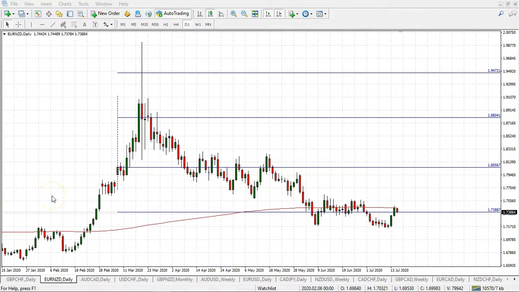Alright, guys, check this out. The case study of the euro versus the New Zealand dollar. Fascinating situation. I'm really excited about this one. We're going to start from the big picture. We're going to focus on the long-term perspective for this one.